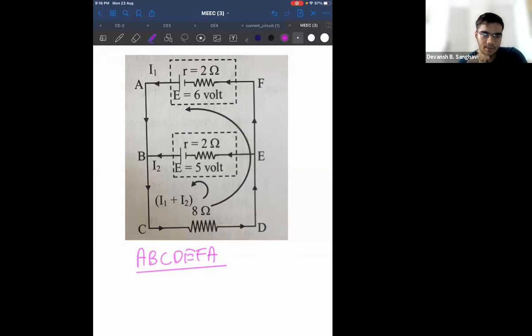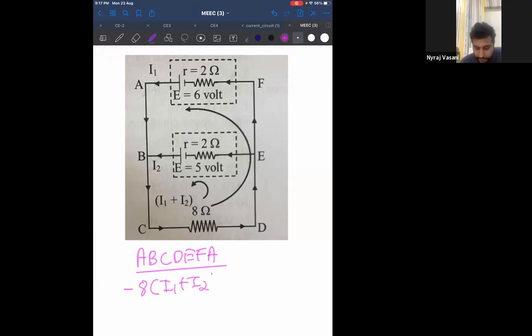Sir, in AB, there will be no voltage. Same for BC. In CD, the direction of the current is in the same direction as we are looking. So it will be negative sign. So -8 into I1 plus I2.